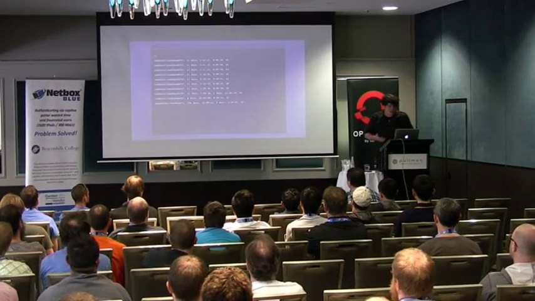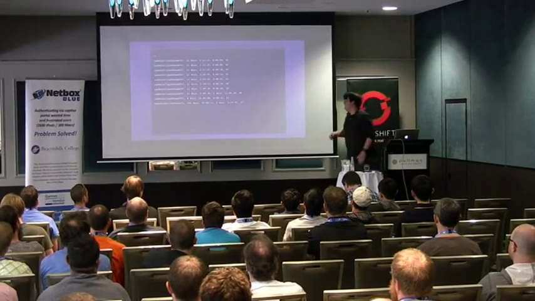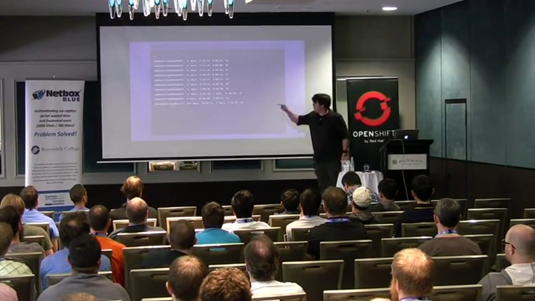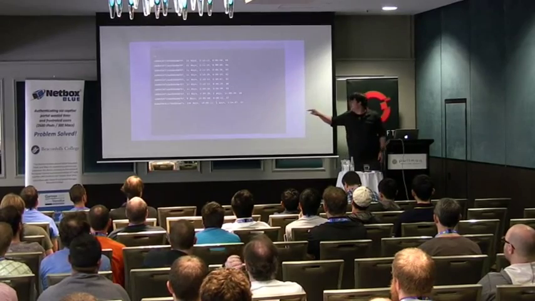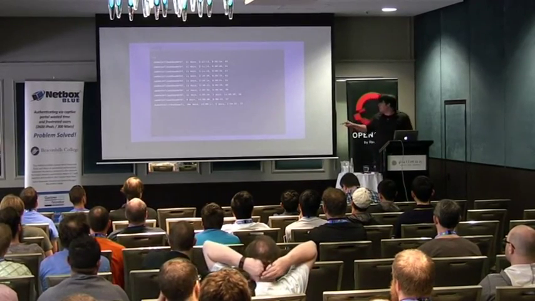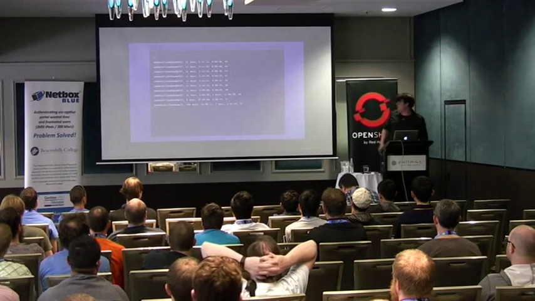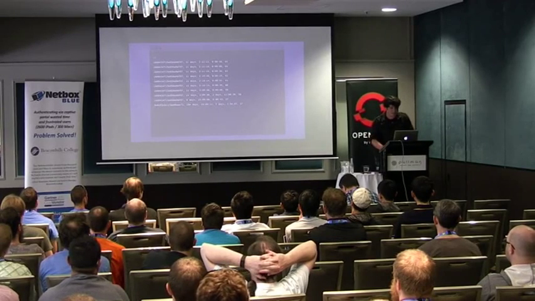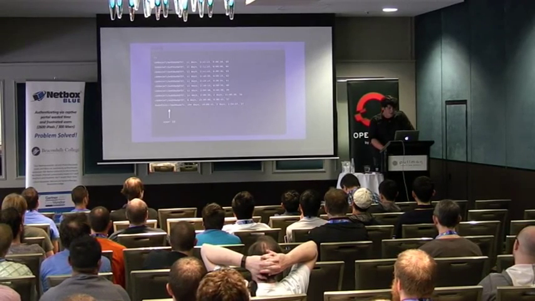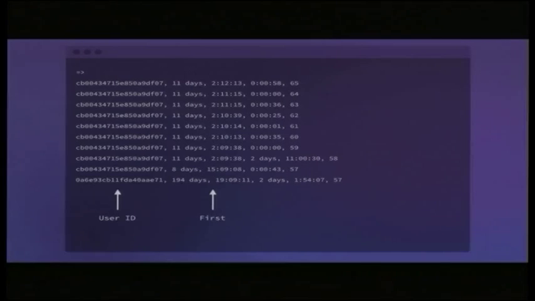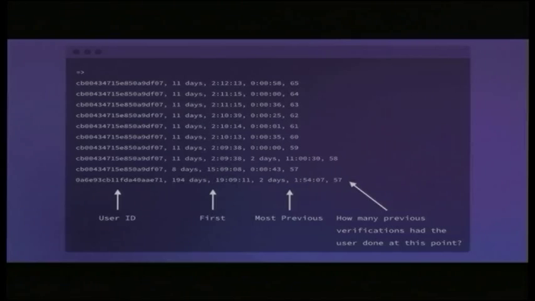So in this case, I've taken the user ID and I'm able to see that this user first verified 194 days ago. Their last verification before this one was 2 days and 1 hour and 54 minutes ago, and this is number 57 of their verification. I'll explain that. That's user ID, that's their first verification, that's their most previous, and that's how many previous verifications the user had done at this point.